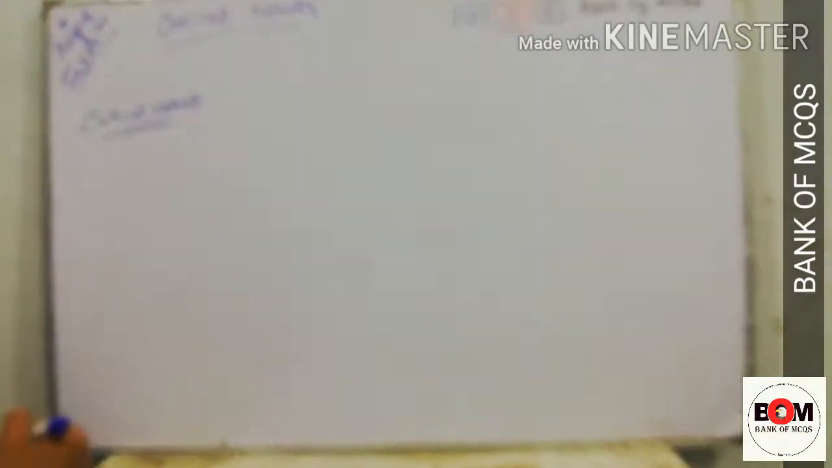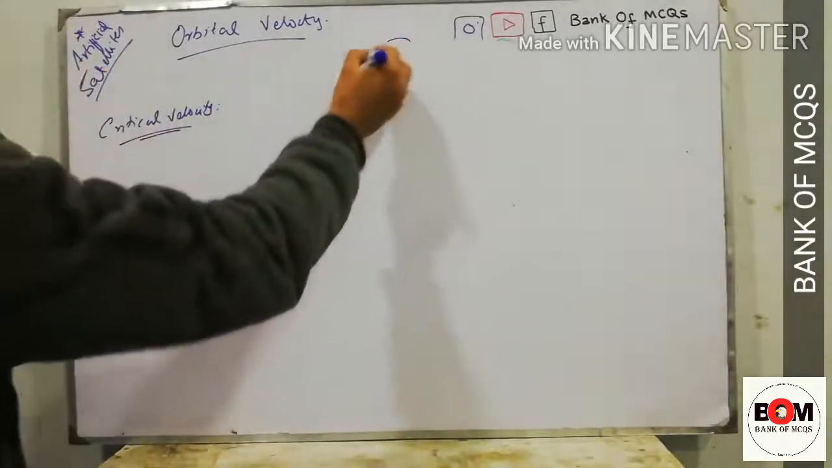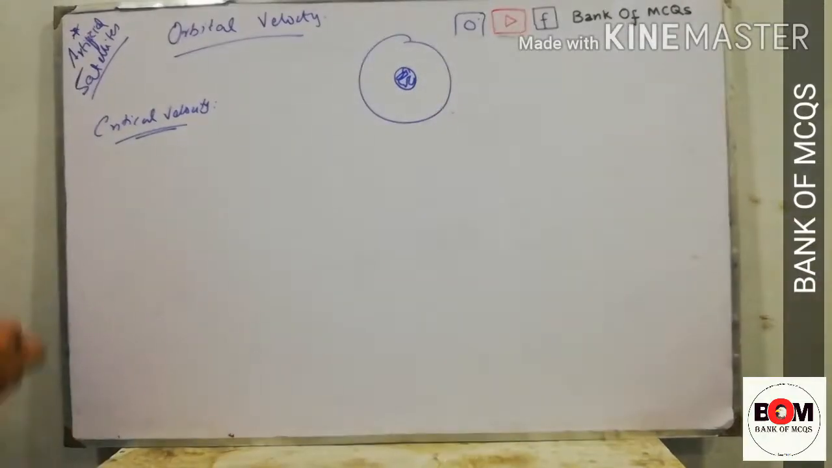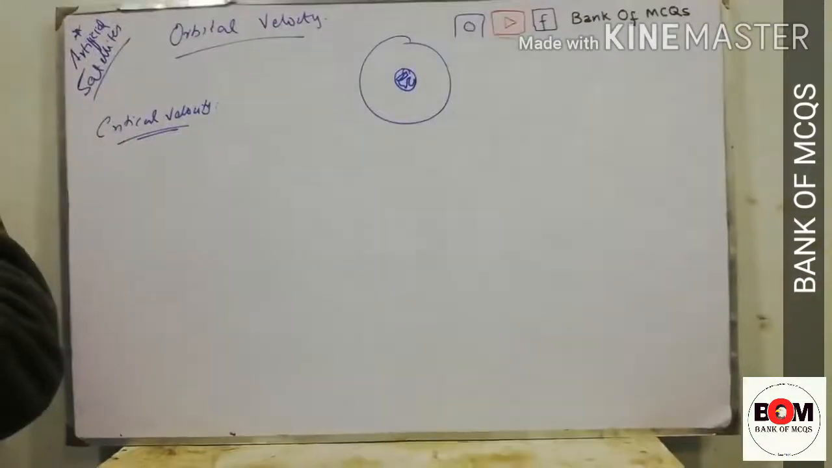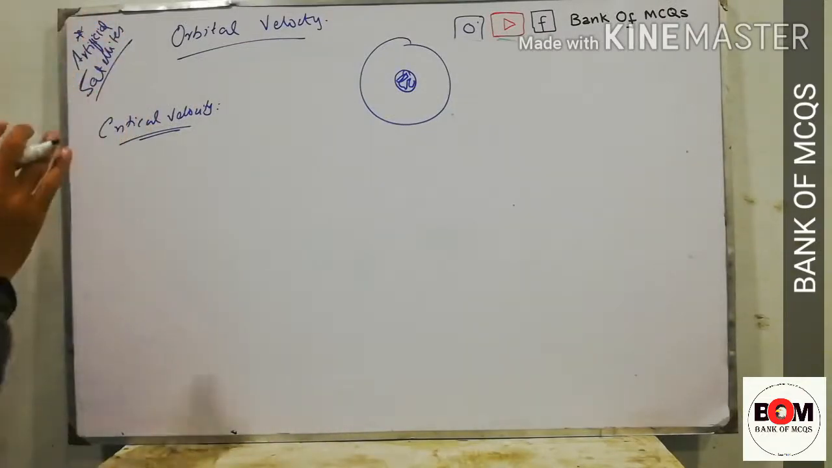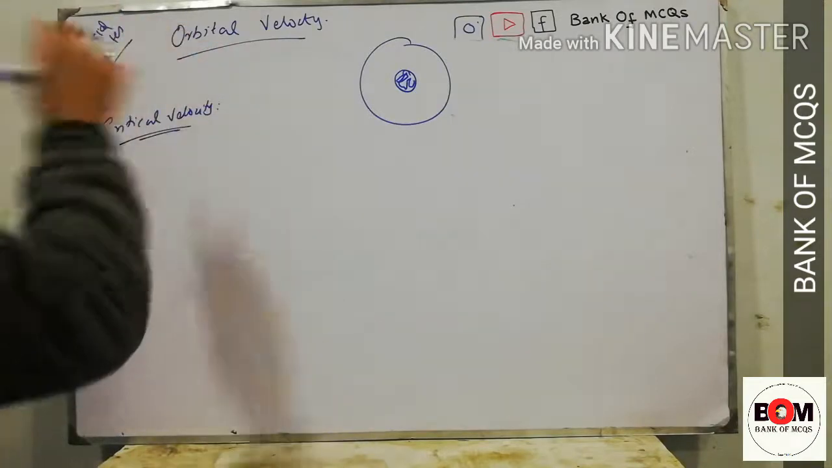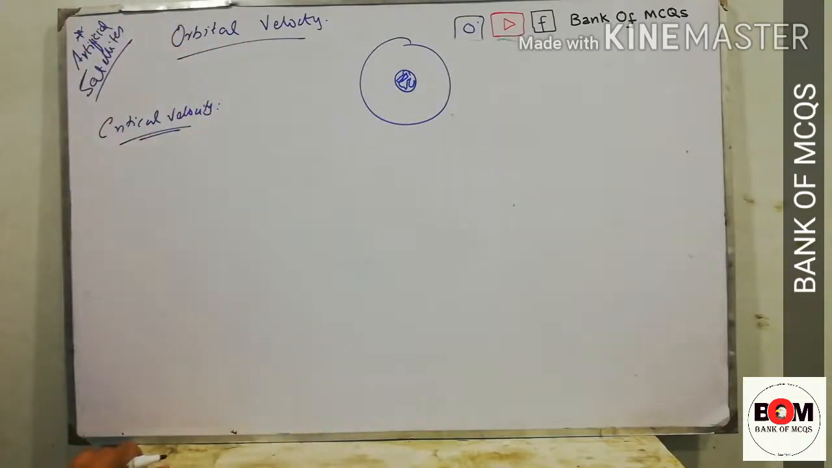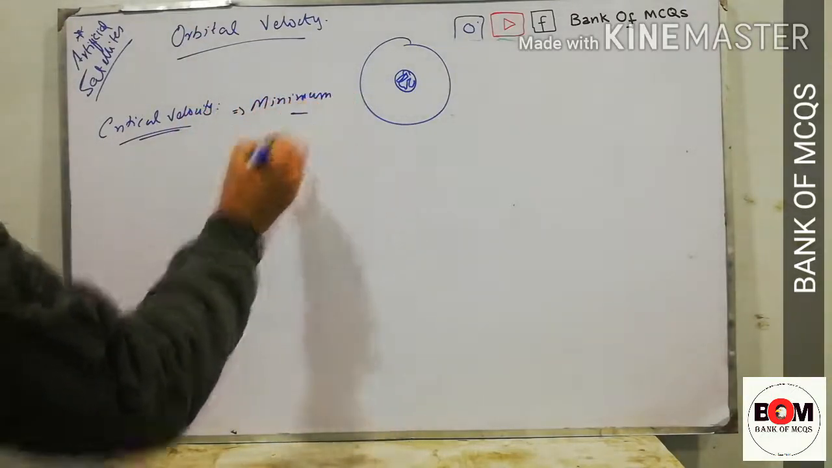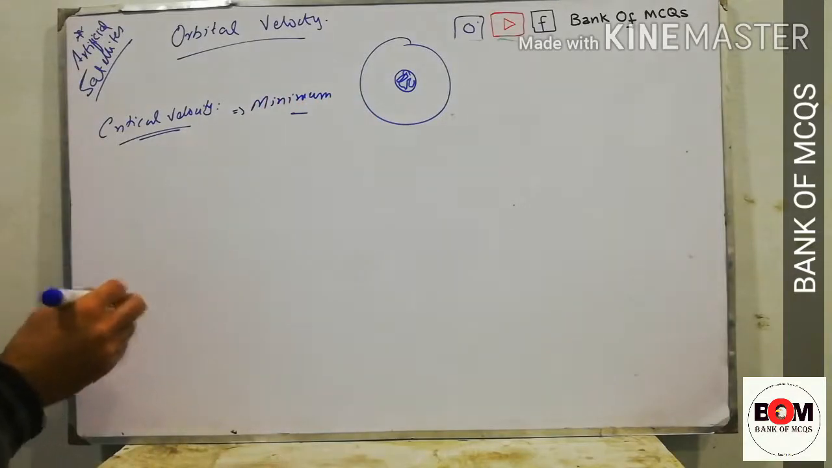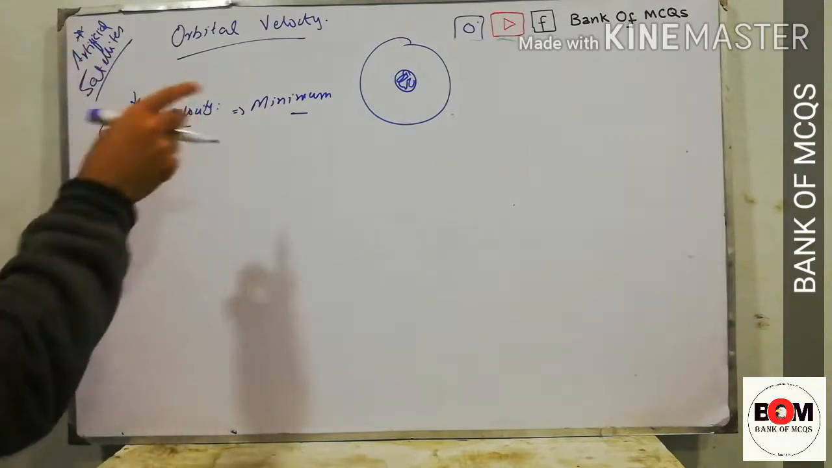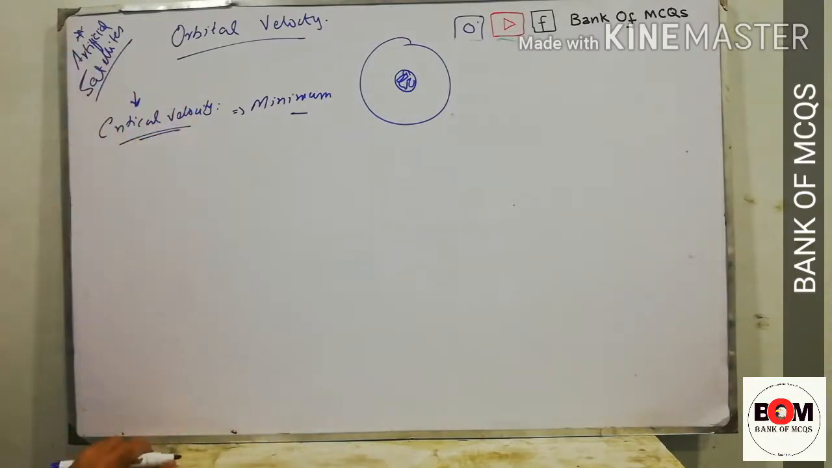The first topic is orbital velocity. If a satellite is moving around the earth in a certain radius, then it must have some velocity, and this velocity is called orbital velocity. To put a satellite into its orbit, that velocity is called critical velocity. Now the critical velocity is the minimum orbital velocity required to put a satellite into the orbit.